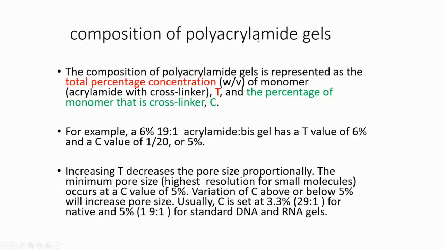For the polyacrylamide gel, it's more complicated because you have two different components: acrylamide and bisacrylamide. The 6% means 6 grams per 100 milliliters of solution. In that 6 grams, the combined acrylamide and bisacrylamide is 6 grams. 19 to 1 means 19 out of 20 parts will be acrylamide, and 1 out of 20 will be bisacrylamide. So 6%, 19 to 1 means 6 grams in 100 milliliters, and in that 6 grams, 19 parts would be acrylamide and 1 part would be bisacrylamide. Okay, so that's what this means.